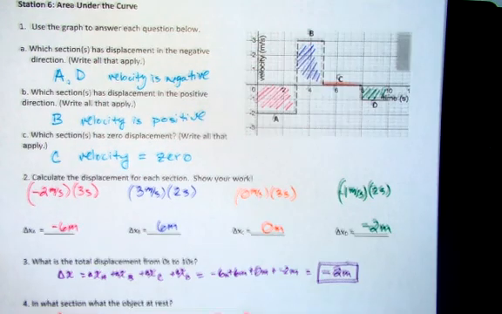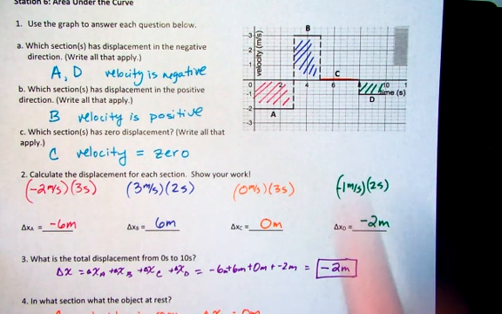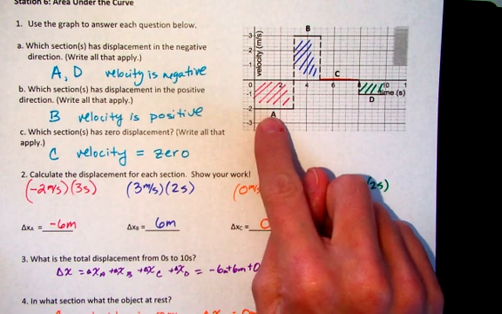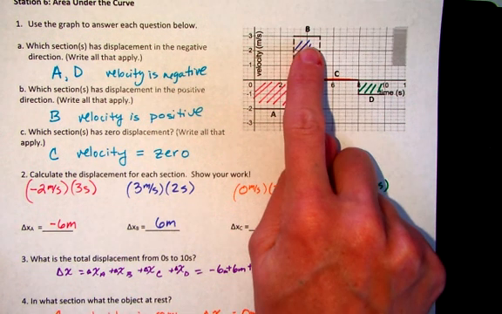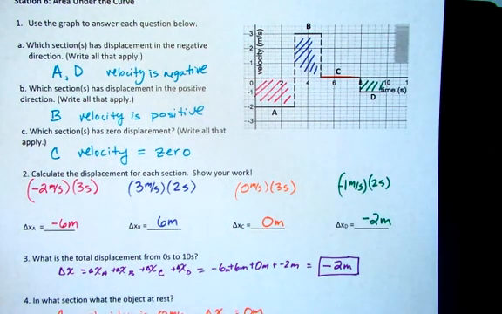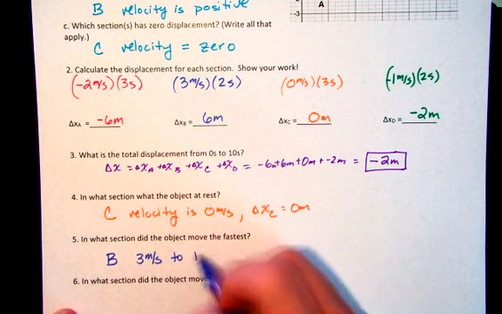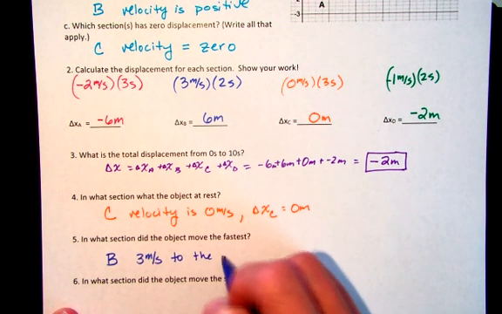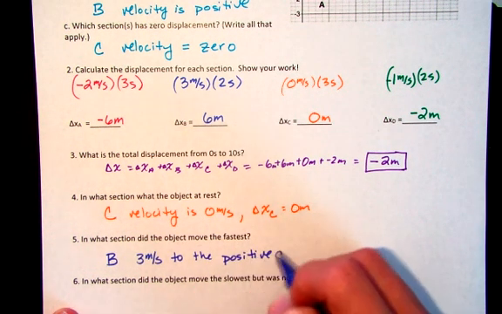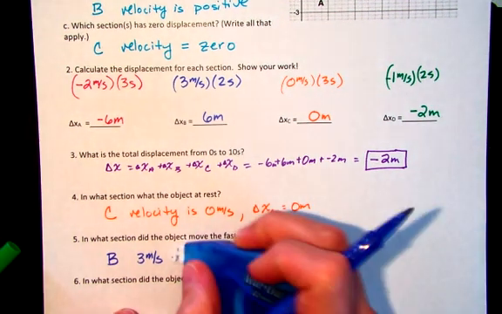Which section did the object move the fastest? So if we take a look, we're looking at what's the fastest, right? So we have -2 is really 2 meters per second going left. This is 3 meters per second right. This is 1 meter per second to the left. So the object moving the fastest was B. They are moving 3 meters per second in the positive direction. Okay, so this is in the positive direction.